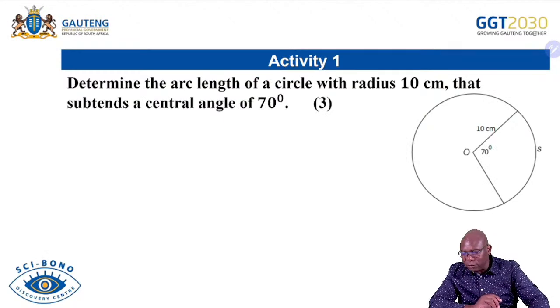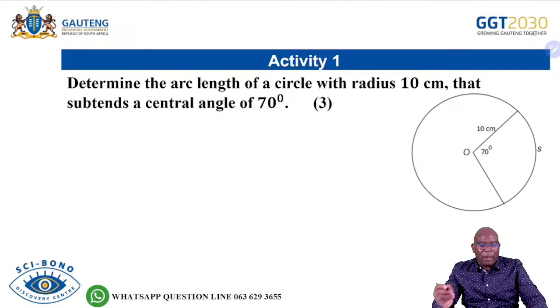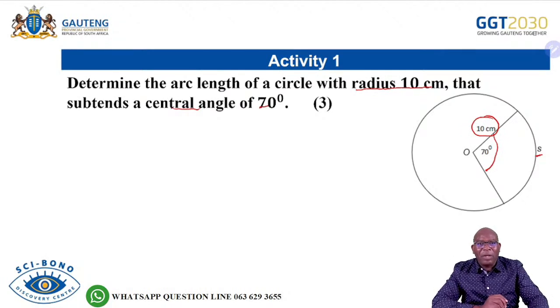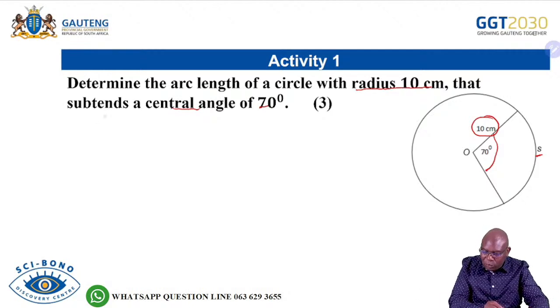The first activity. Determine the arc length of a circle with a radius of 10. You see, I'm given the radius. That subtends a central angle of 70. So the central angle is given. The radius is 10, so I need to calculate that. Please go to your formula sheet and check those formulas. The nice thing about this section is that the formulas are written there and explained. So here, what is my formula?